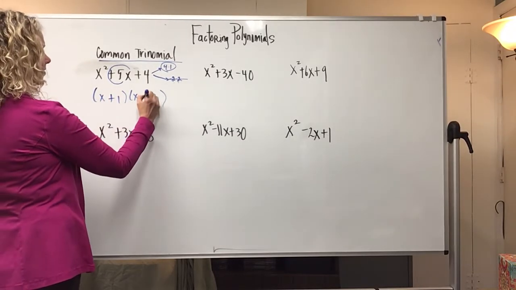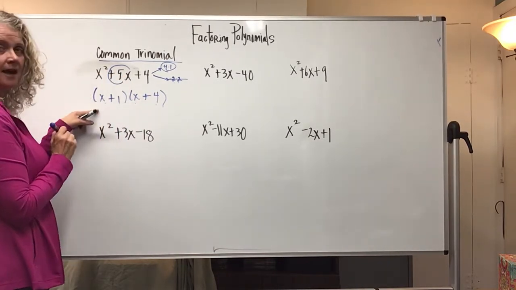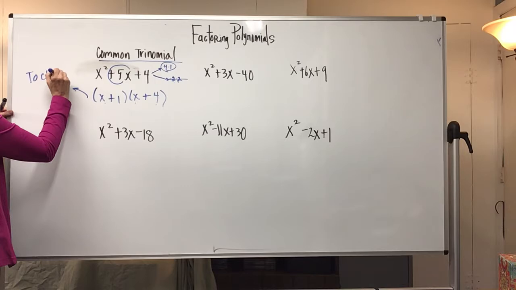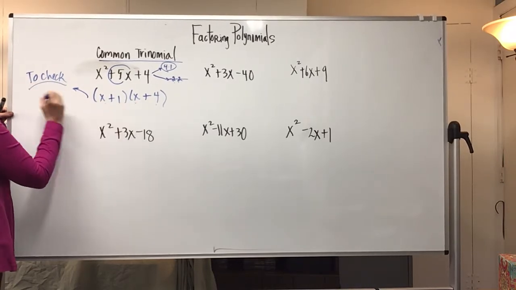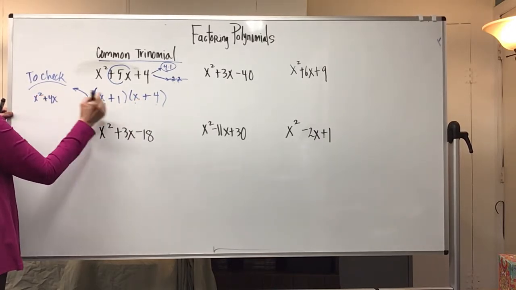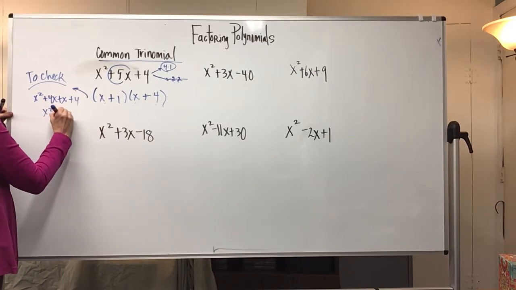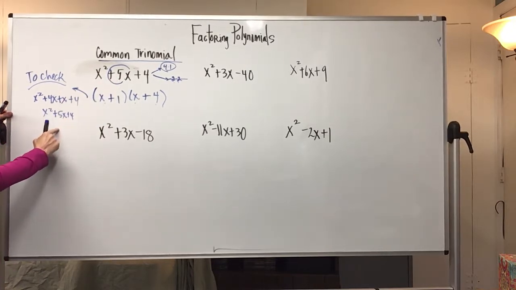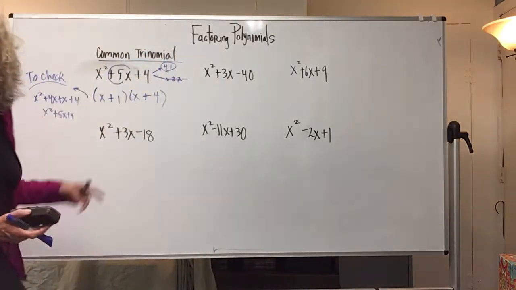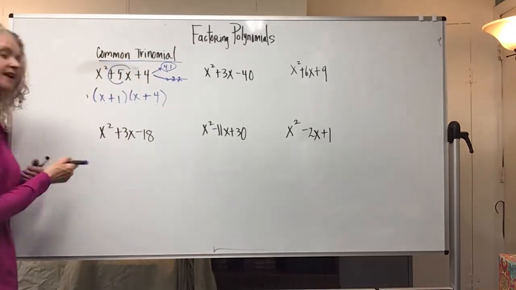And notice if we put a positive 1 and a positive 4, if we were to FOIL this out, we would get that. I'm just going to do it the first time or two so that you see how to check. x times x is x squared, x times positive 4 is 4x, 1 times x, and 1 times 4. And when I combine like terms, I get exactly what I started with. That's the purpose of this, to put this in an equivalent form. Later we're going to learn what to do with this and why you would even factor to begin with.